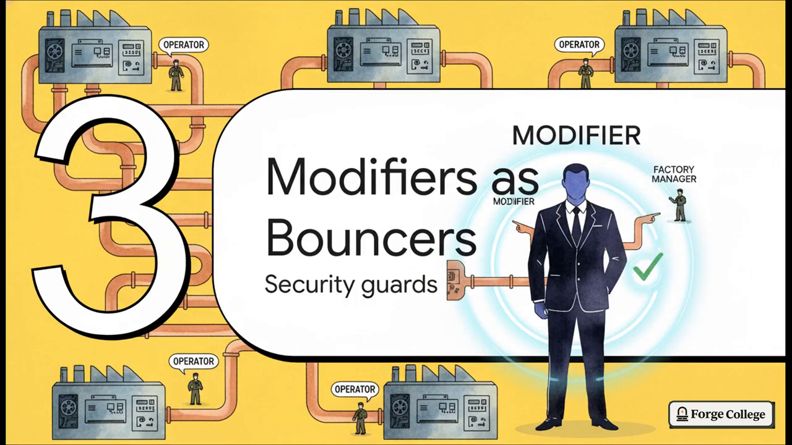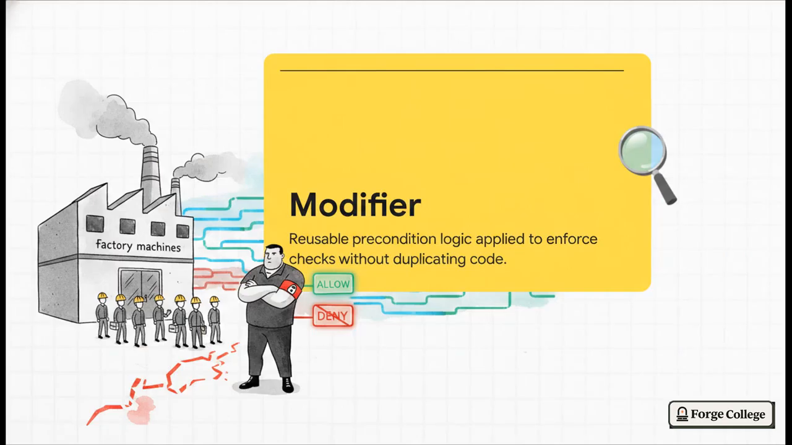Section 3. Modifiers as bouncers. Security guards. So what happens when you have 5 different machines that all require the operator to be the factory manager? You definitely wouldn't want to rewrite that exact same security check inside every single machine's blueprint. That's where modifiers come in. A modifier is exactly what it sounds like. It modifies the behavior of a function. Practically speaking, they're the bouncers standing at the door of our factory machines. They hold reusable precondition logic, they check the rules, and if a caller doesn't meet the criteria, the bouncer turns them away before they ever get to touch the machine inside. This saves us from duplicating code everywhere.